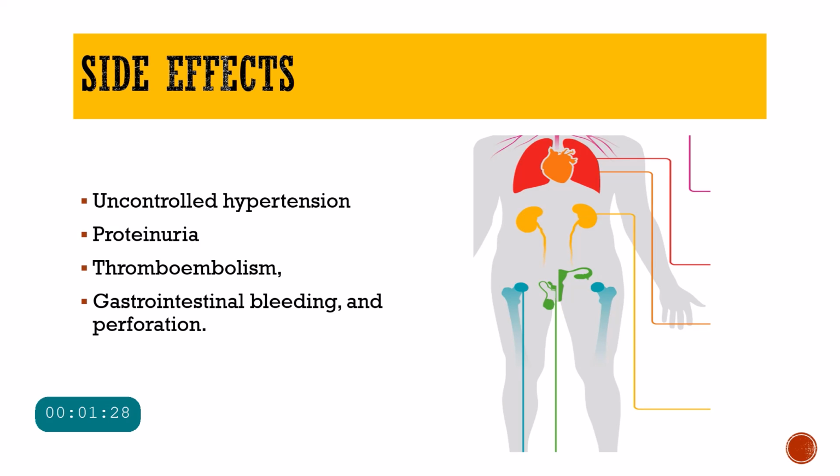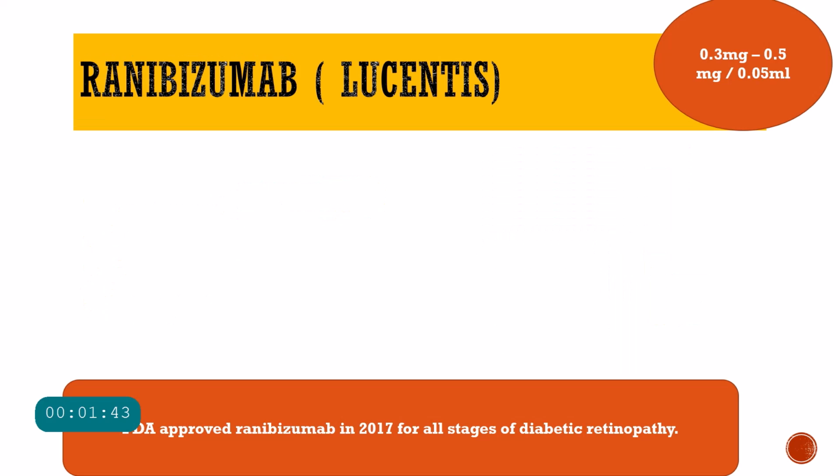However, there are a lot of side effects of bevacizumab therapy. Specifically, it can cause uncontrollable hypertension, proteinuria, thromboembolism, and gastrointestinal bleeding and perforation.